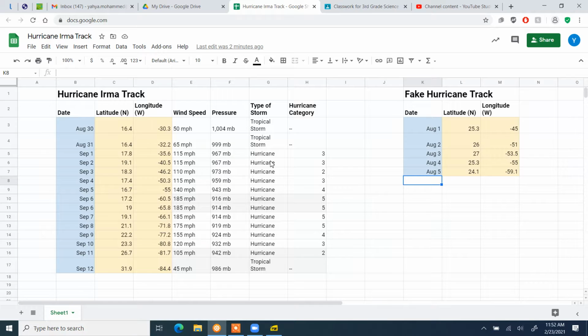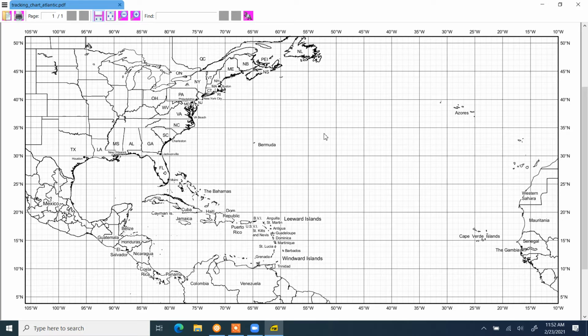It tells you the date, on August 30th, August 31st, and so on, all the way up till September 12th. And what I highlighted in yellow tells you the location of where Hurricane Irma was. So what you're going to do is go on this map and track Hurricane Irma, and see what path it took to get to Miami.